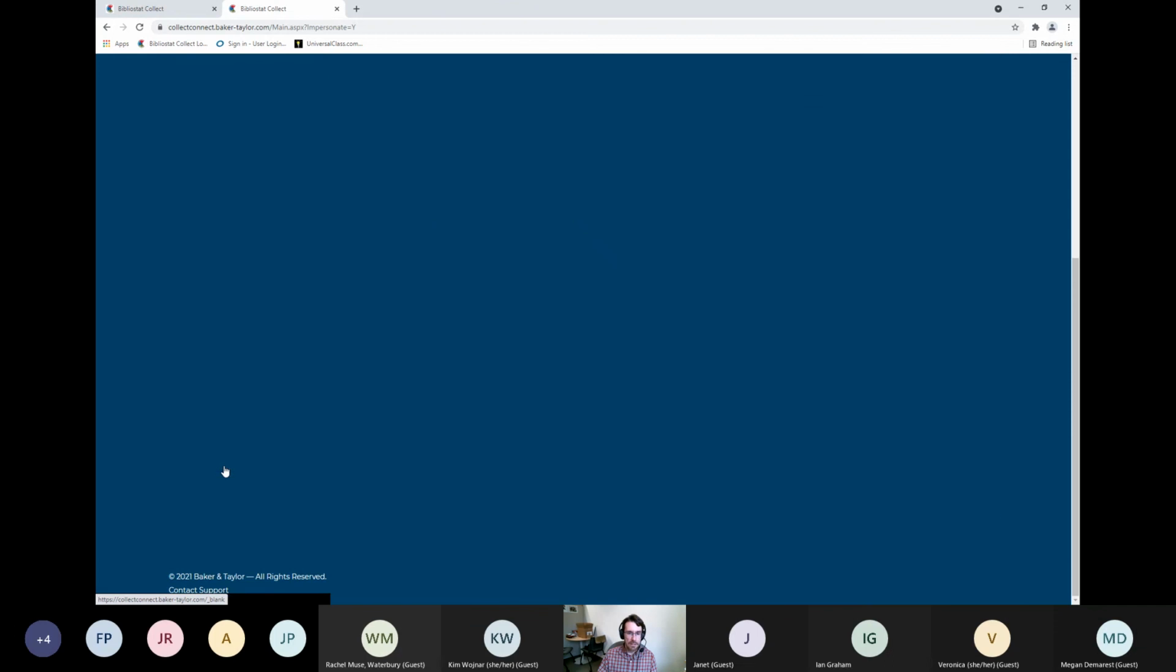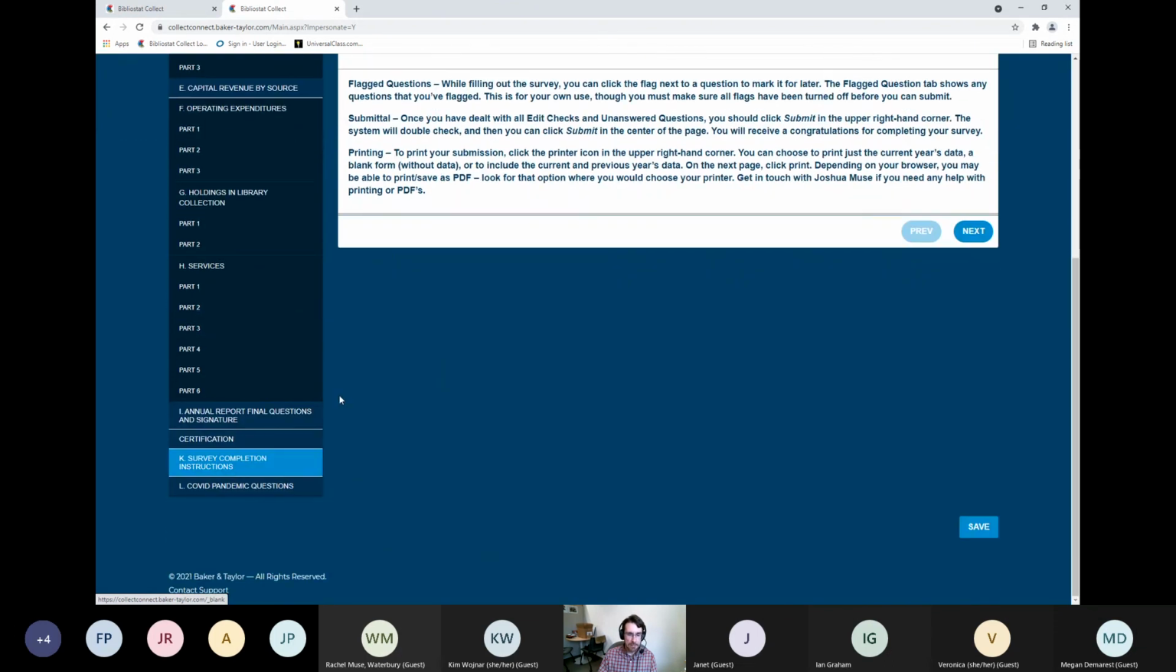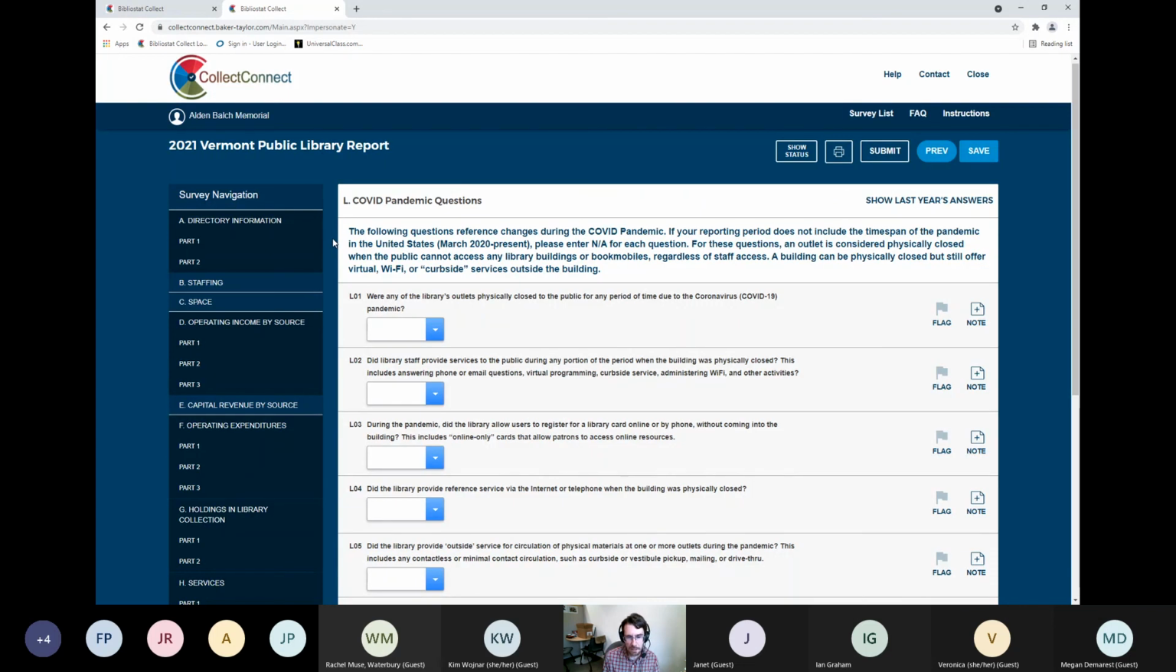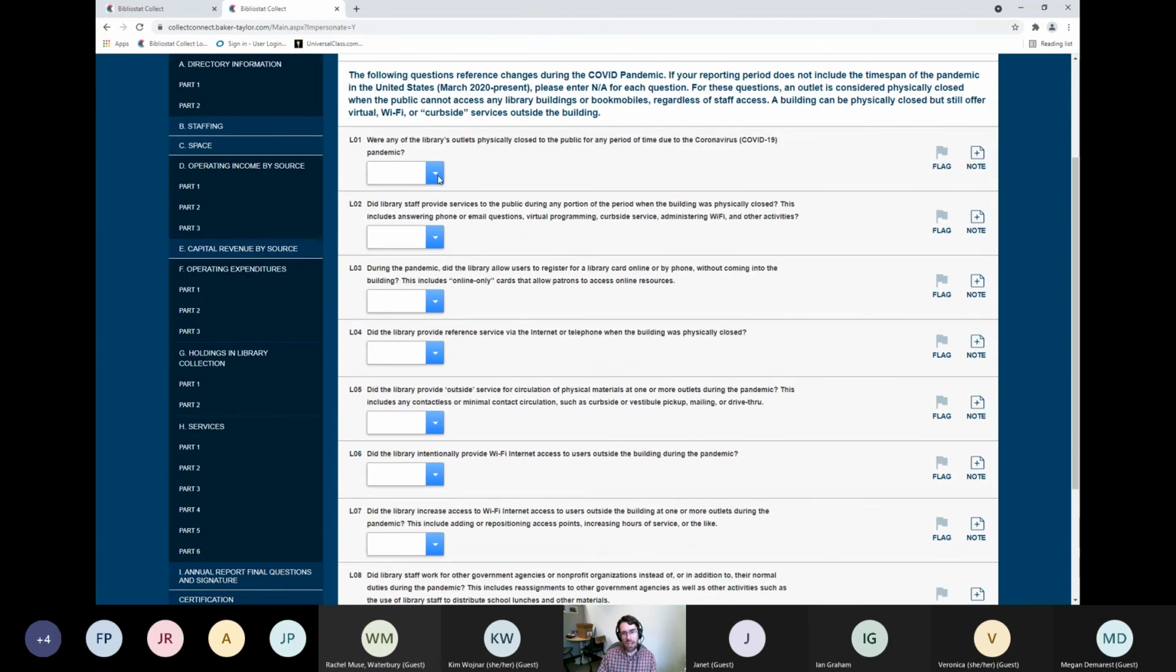Okay, then here are some instructions on how to finish up. But I forgot L. So our very last thing is a bunch of yes/no pandemic questions. They're pretty straightforward, but it's basically about, did any of these things happen during the reporting period that we're talking about? Was the library ever physically closed? Did staff work with patrons while the library was physically closed? Did you provide Wi-Fi outside the building intentionally?